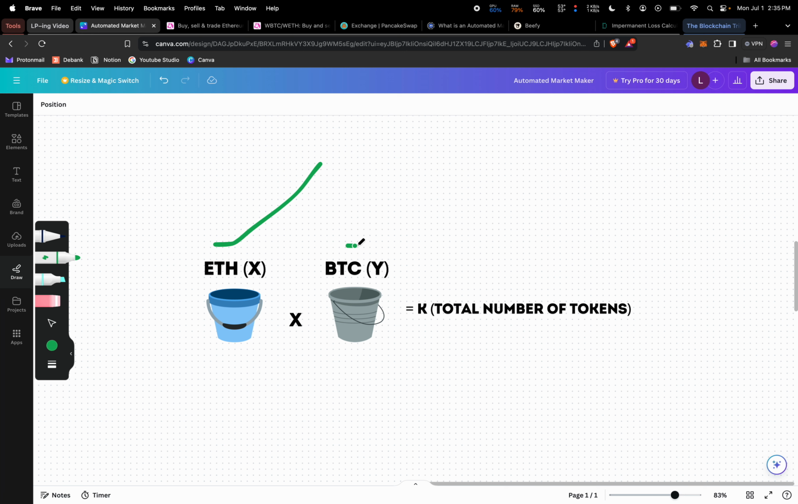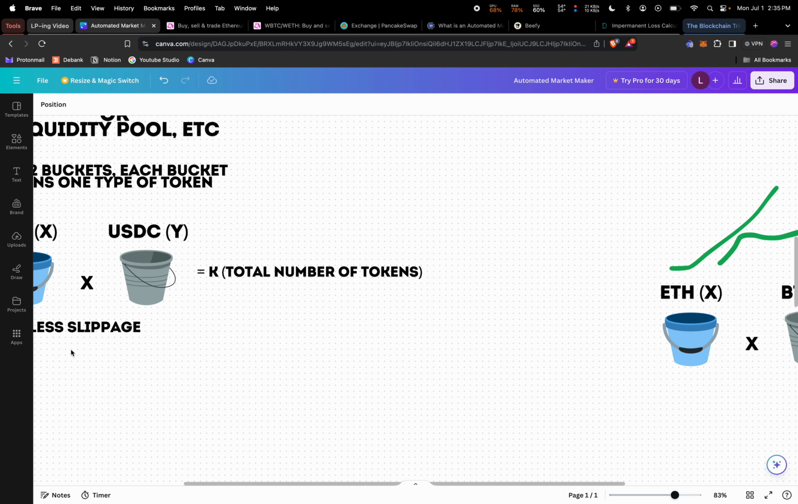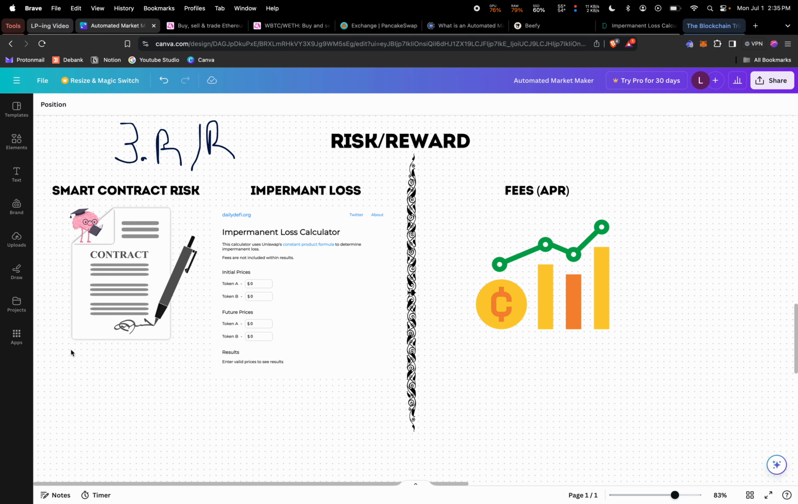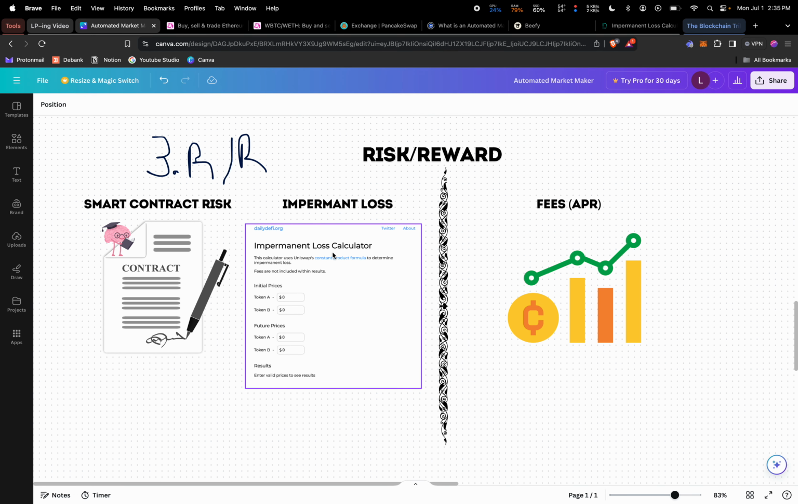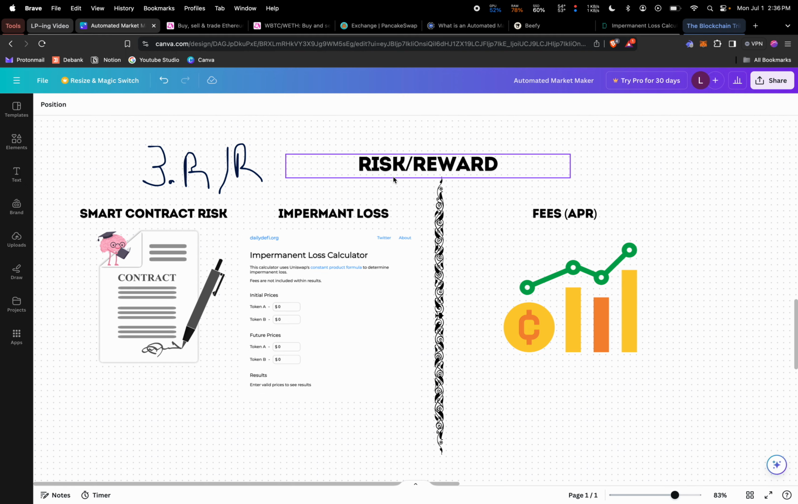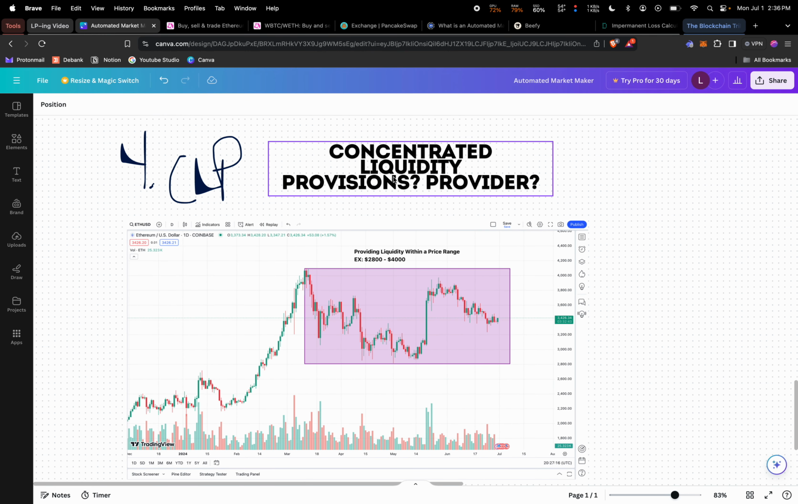So these can go up in price together, right? And once that happens, your overall position will also go up. It gets tricky when one doesn't go up, stays flat, and then one might shoot up higher. Then your position's obviously going to change, and that's where the impermanent loss comes in. Hope that makes sense. Okay, so yeah, risk reward, smart contract, impermanent loss, fees. Hope that makes sense.